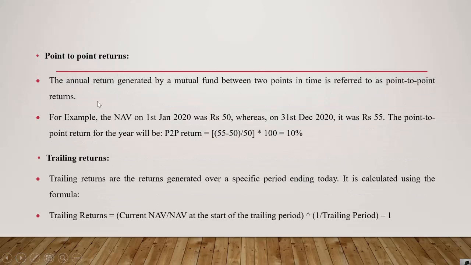We have point-to-point return, which is the return of a mutual fund between 2 points in time. And then we have trailing returns, which are returns generated over a specific period ending today. It is calculated using a formula. Recently we had a company that wanted to bring investment into our company, but they needed their returns per week. They were having a short-term return strategy.